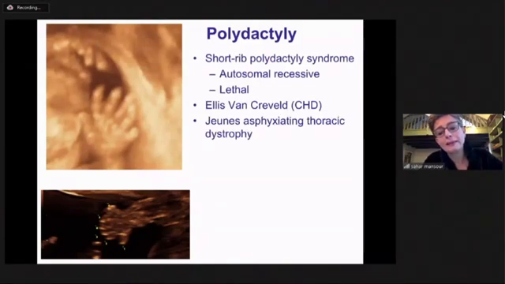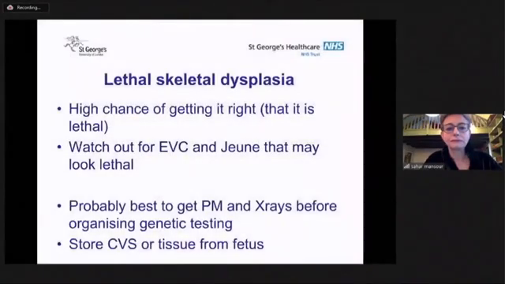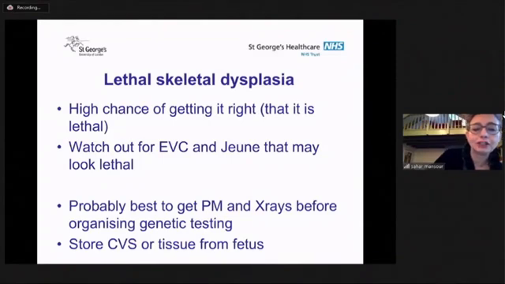Again, some of these babies can survive. Some die in the neonatal period, but the prognosis is different to the short rib polydactyly because some of them survive. So beware, these 2 conditions, Ellis-Van Creveld and Jeune's, may present as looking like a lethal skeletal dysplasia. So in summary of the lethal skeletal dysplasias, you have a very high chance of getting it right, but watch out for EVC and Jeune's.